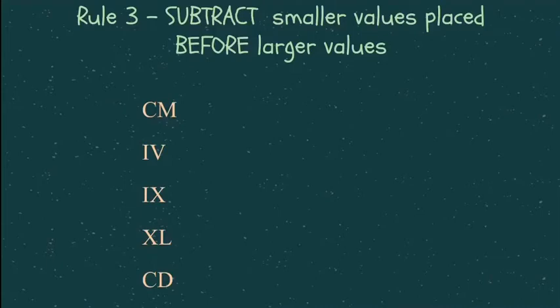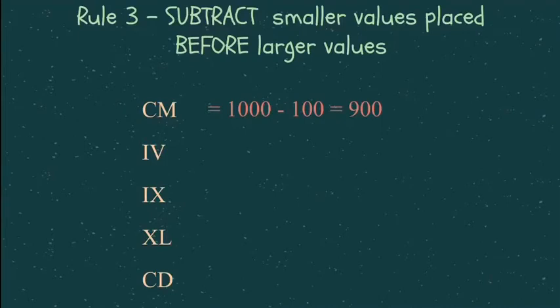So let us understand rule number 3. The rule number 3 says that if a symbol of smaller value is placed before a symbol of larger value, it needs to be subtracted to find the value of the Roman number. To understand this rule better, let us take the first example. CM. C represents 100 and M represents 1000. So to find the value of this Roman number, you will have to subtract 100 from 1000. So CM represents number 900.